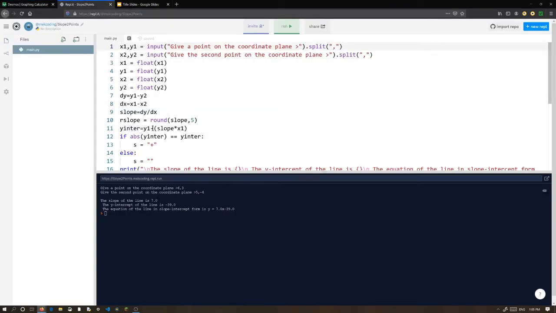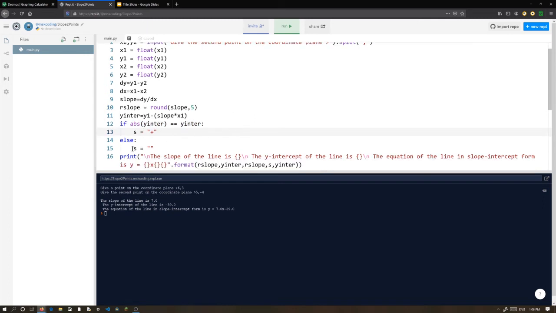And so that's y1 minus slope times x1. And that's exactly how I got the -0.625. And what I did is, if the absolute value of y_inter is y_inter, s is "+" in quotes, else s is nothing, basically, and prints.